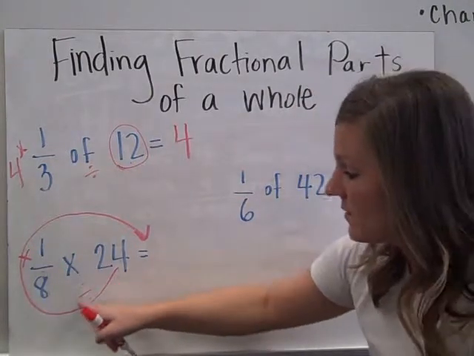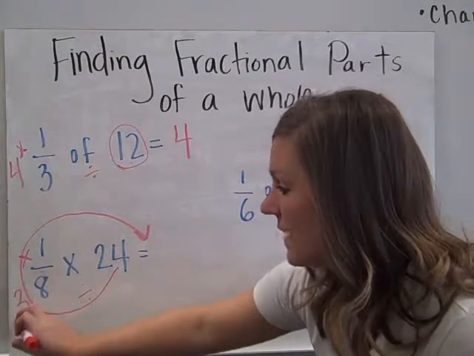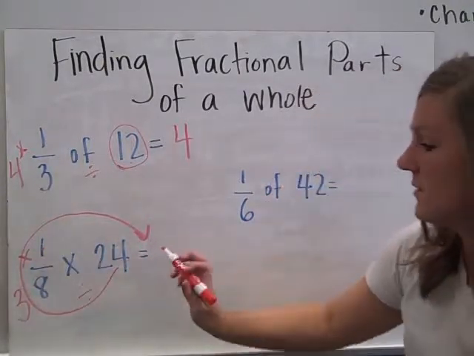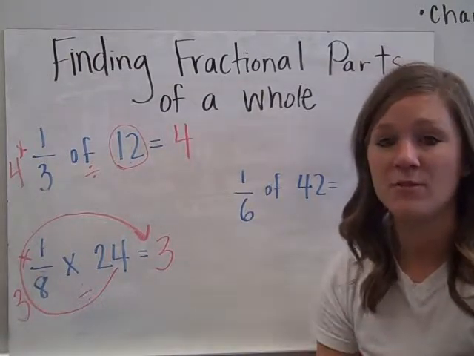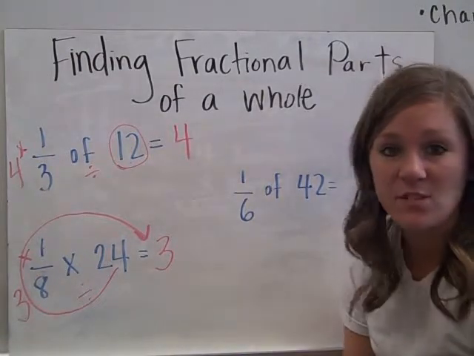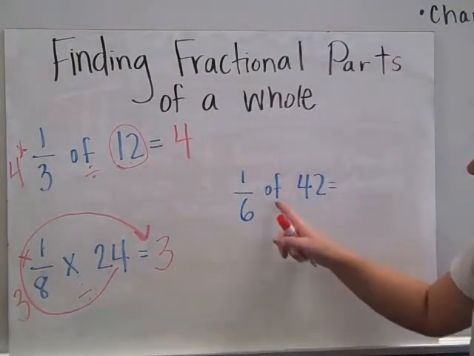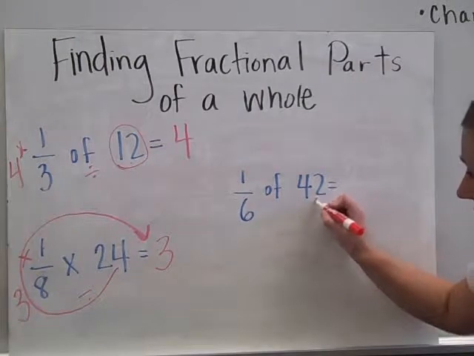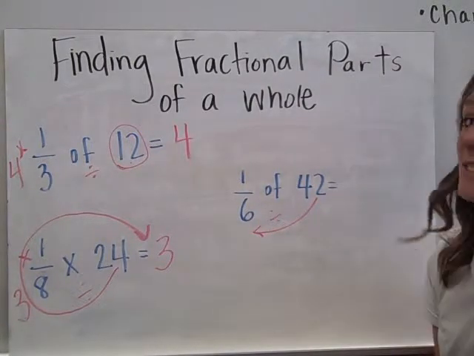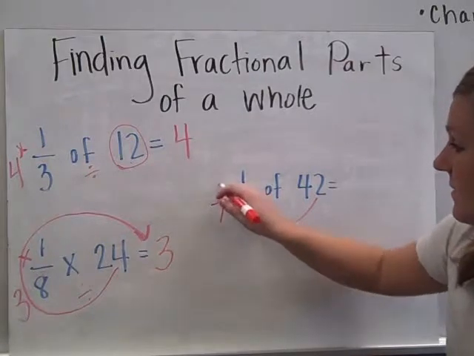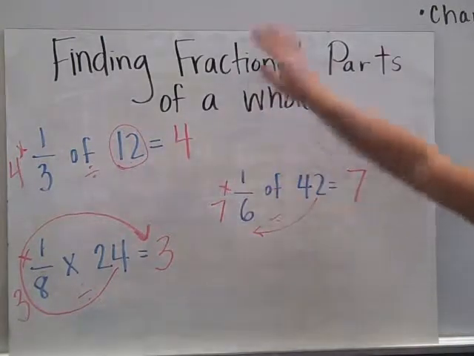Okay, 24 divided by 8 is 3. 3 times 1 is 3. So again, this is why, now that we're into fractions, knowing your multiplication and division facts is so, so very important. And lastly, 1/6 of 42 is just 42 divided by 6, which is 7, and 7 times 1 is 7. Right?